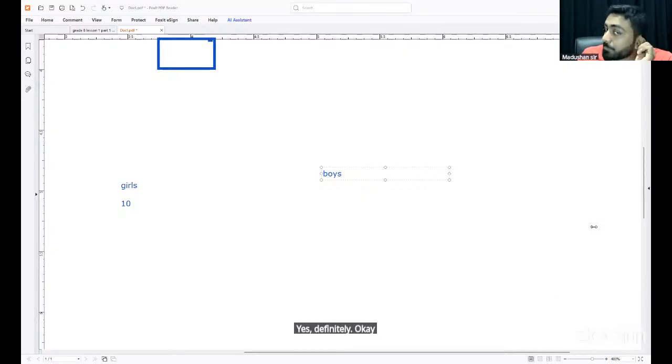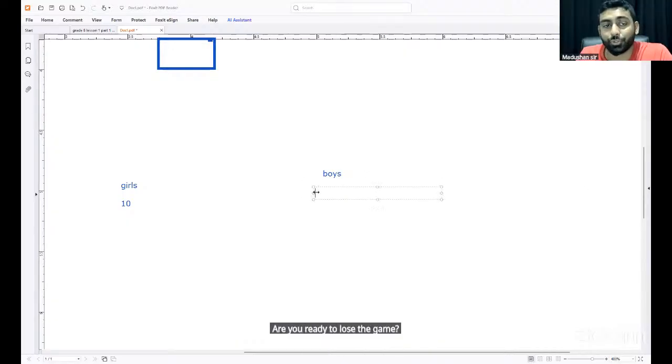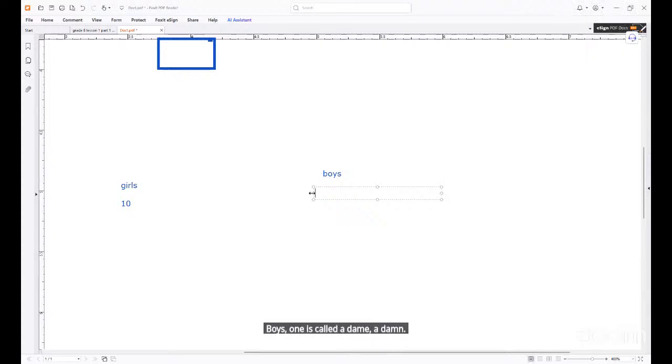Okay, boys, are you ready? Are you ready to win the game? Are you ready to lose the game? Never. Boys, what is called a dam? The purpose of a dam: store water. Very good. Perfect.